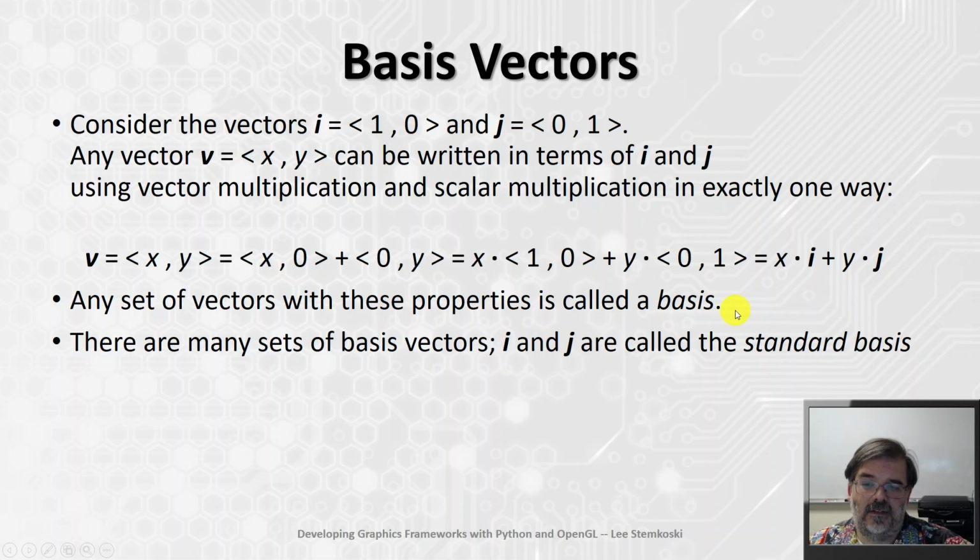Now, any set of vectors with these properties is called a basis. Right? It's a set of vectors where you can write any other vector in your space as a combination of those vectors in exactly one way. There's lots of different bases for this space, but i and j are in some sense the simplest vectors to work with, so they're called the standard basis for two-dimensional space.